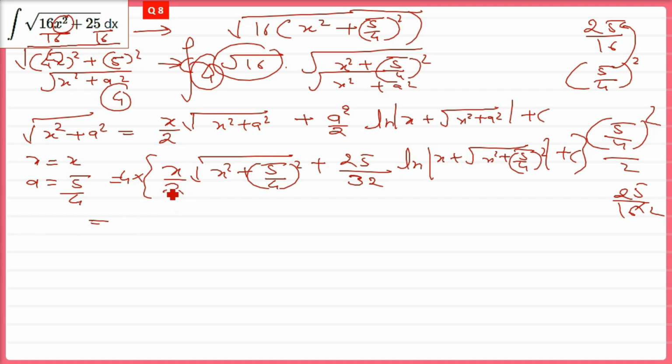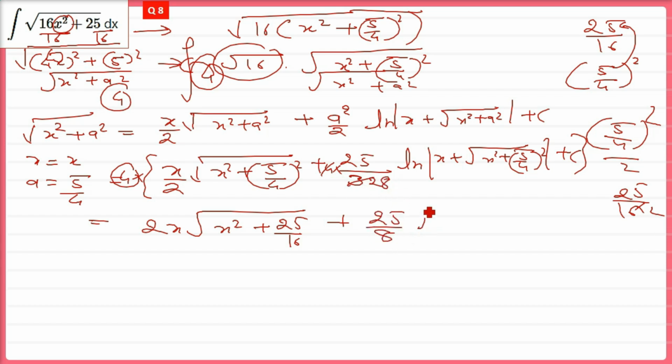4 into x by 2 will give you 2x under root x square plus 5 by 4 whole square, you can write it as 25 by 16. 25 by 32 will also be multiplied by 4. So 8 4s are 32, it will be 25 by 8 ln modulus of x plus under root x square plus 25 by 16 again, plus a constant of integration. This is your answer, and this has come from integration, okay?